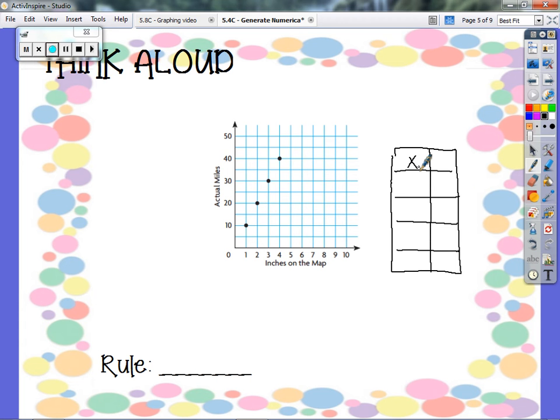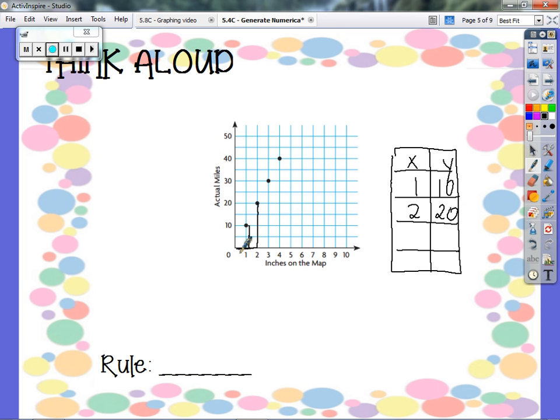This first column is going to be x. The next column is going to be y. Working with this is just like graphing. So we're walking to 1, and we're going up to 10. So for x, this first dot is going to be 1, and then my y is going to be 10. We go to the next one. We're walking to 2, and then we're going up to 20. So our next point is going to be 2 and 20.